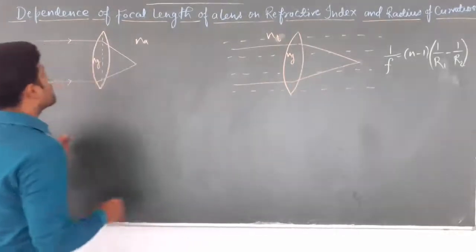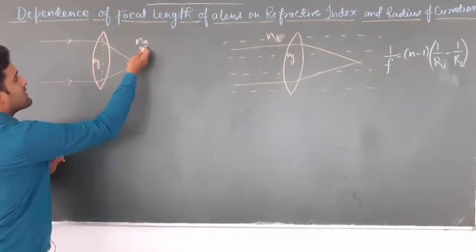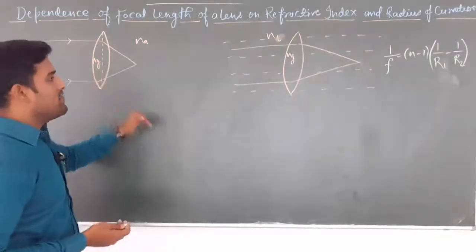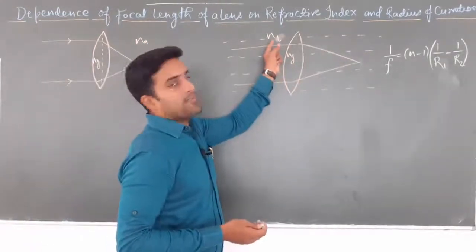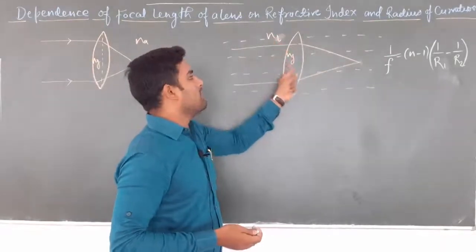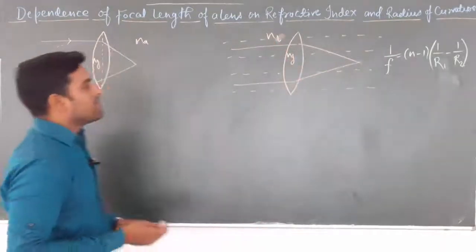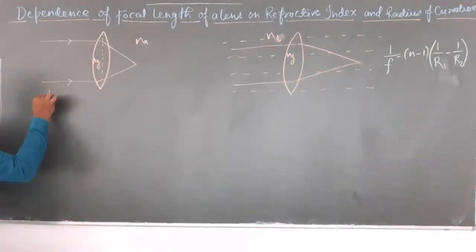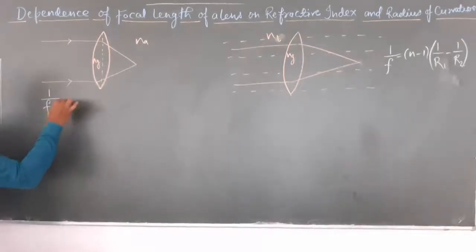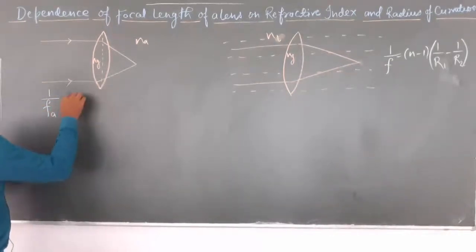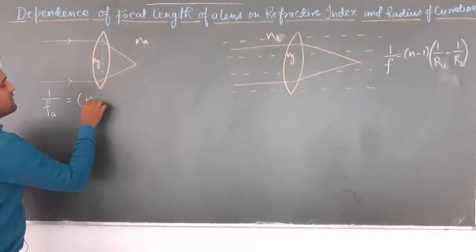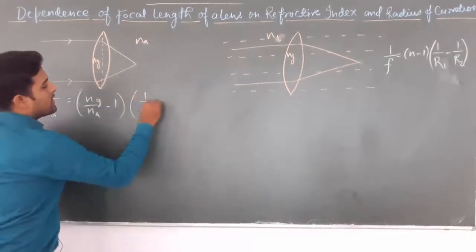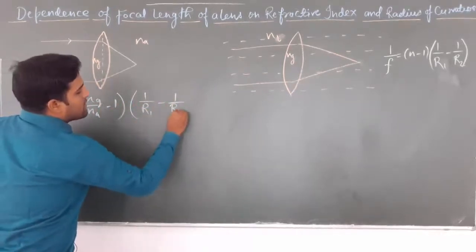Let us consider the refractive index of air as Na, and the lens is made of glass, so its refractive index is Ng. In the same way, the liquid has refractive index Nl, and this is the refractive index of glass. Now see how it depends on those factors. For the focal length of the glass lens in air, Fa is equal to (Ng upon Na minus 1) into (1 upon R1 minus 1 upon R2).